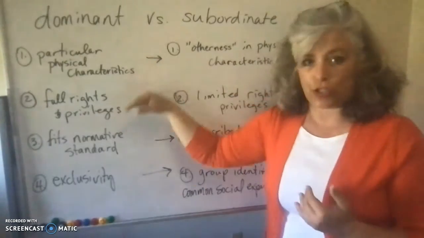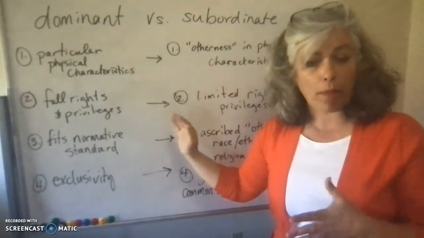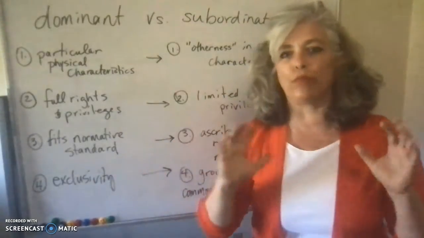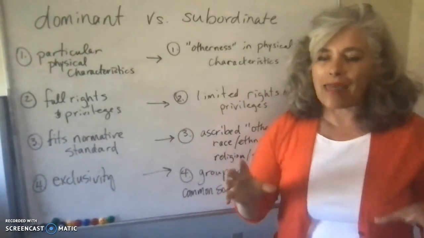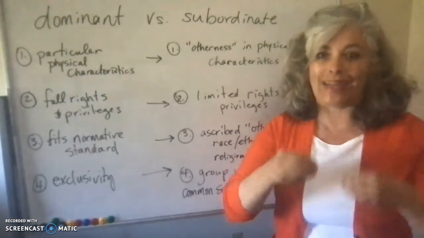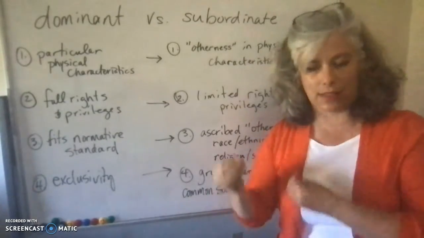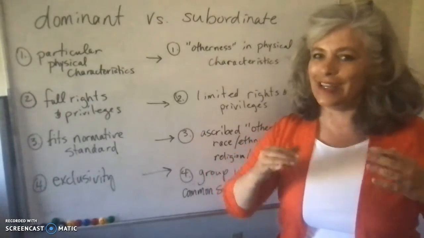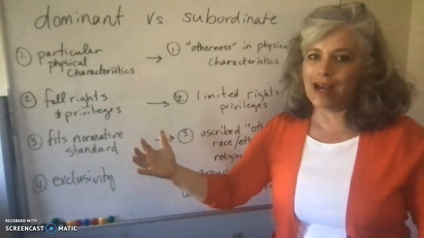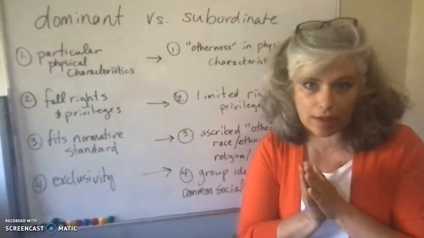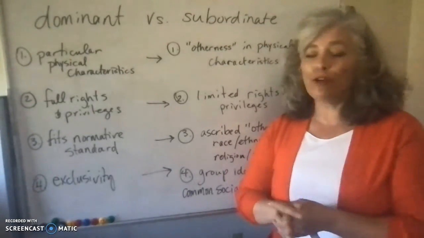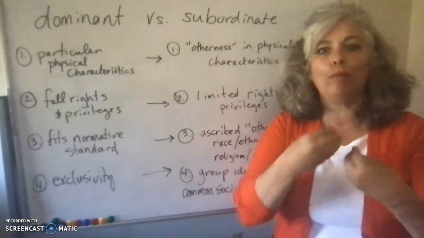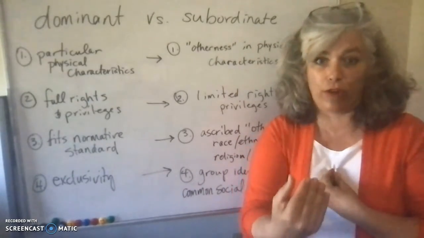The second characteristic that we can note about a dominant group is that members of the dominant group have full rights and privileges in society. That's typically by design, because typically the dominant group is the one historically in charge of establishing society to begin with. They have full rights and privileges because when they were designing society, they had their own background at the forefront of their minds.